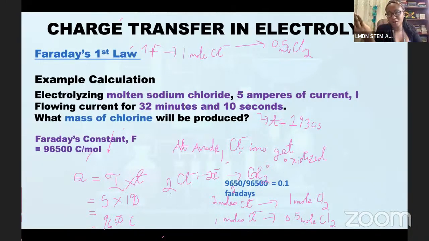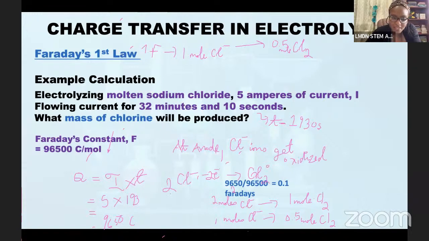And the question told us, based on our calculations, that we had 9,650 coulombs. That's how much charge is flowing through the system, right? So that's how much charge we have, and that's what dictates the mass of chlorine that will be produced. So what we have to do is find how many Faradays that quantity of charge translates to. And to find that, what do we do? Can anybody remind me?